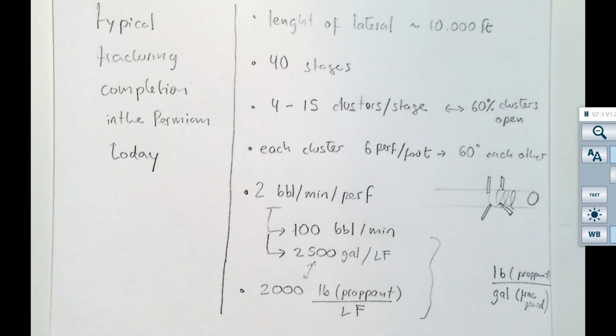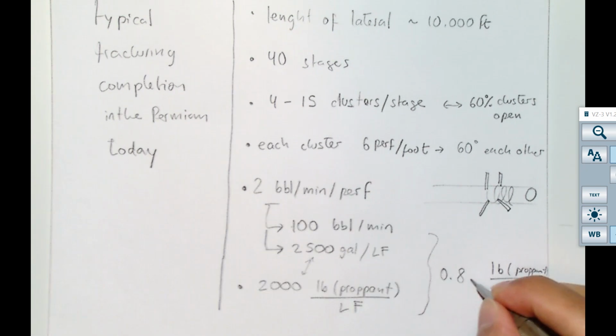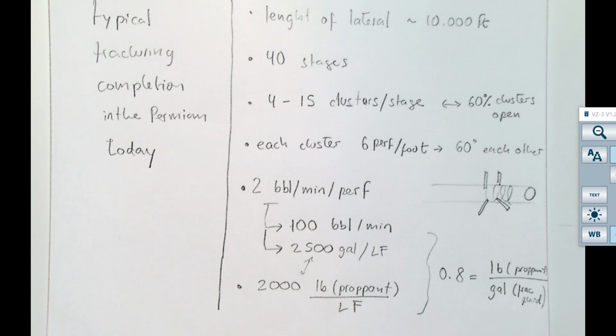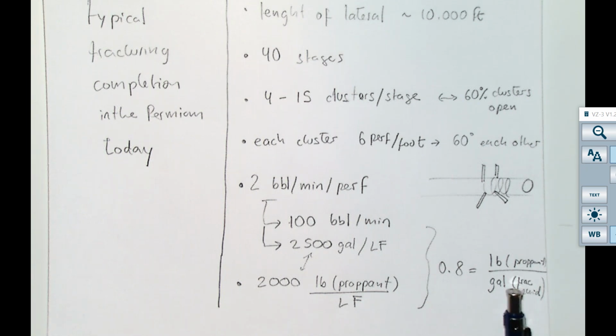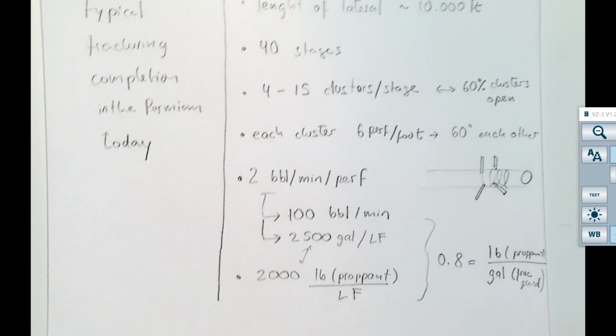How much? 0.8? Very well. Not too difficult, right? You require less than 5 minutes. Okay. Maybe, I don't know. I heard just one person first. Okay, so it kind of makes sense, right? So about a pound of proppant for every gallon of fracturing fluid.